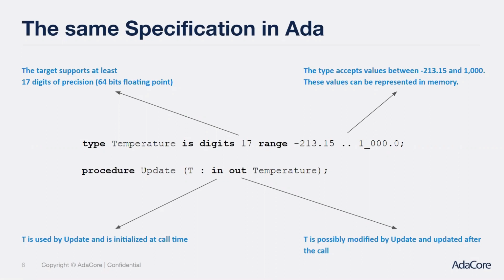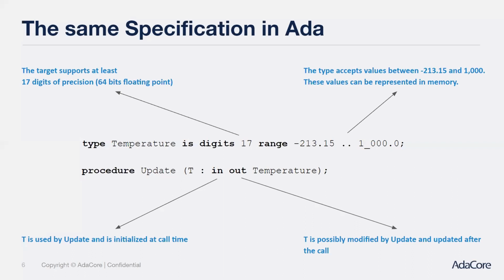That gives me two things. First of all, can I represent those values in the type I'm describing? For floating point values, more often than not, that would be the case. And second of all, every time I'm using an object that is a temperature, am I within the range of acceptable values? And this enables a lot of verification, both from the static and the dynamic side of things.